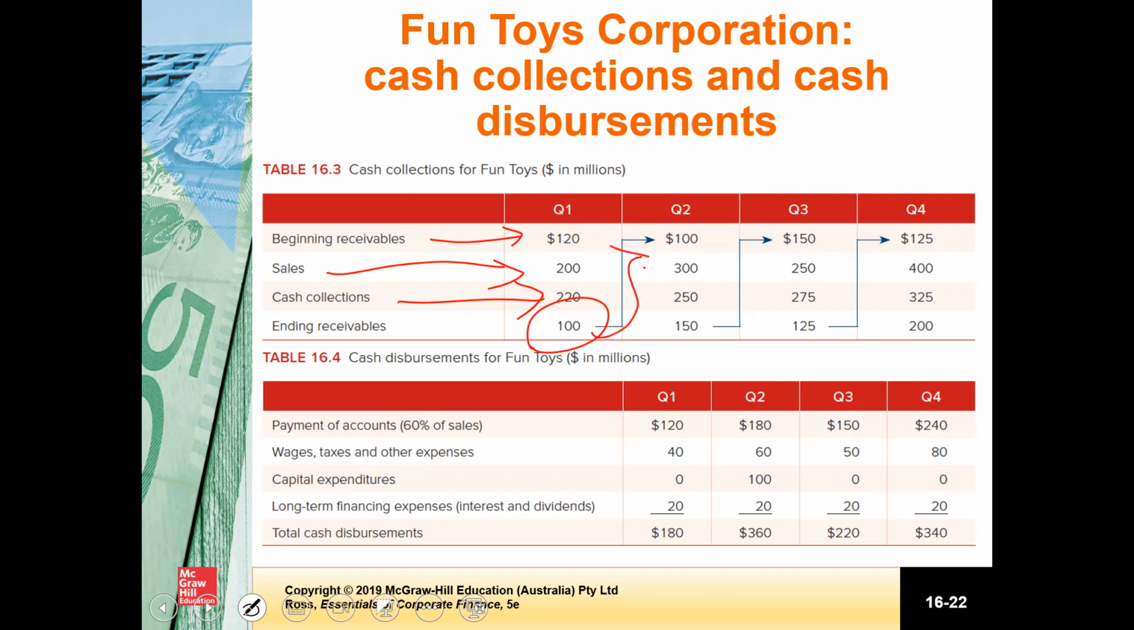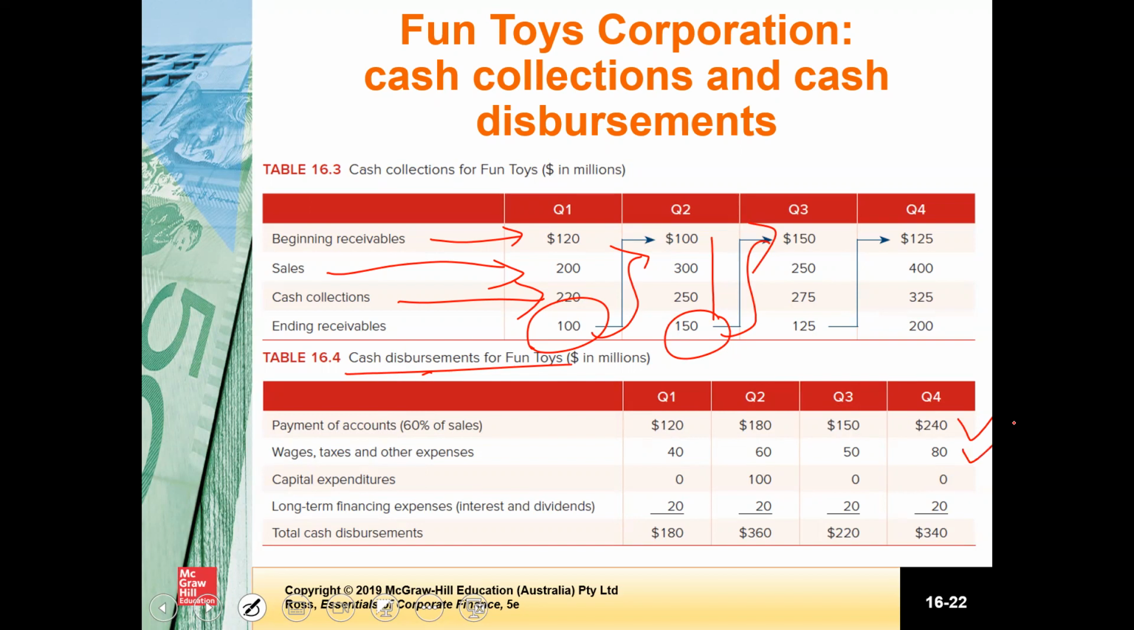So these ending receivables of quarter one essentially is the beginning receivables of quarter two. Then we do the same calculation again, and ending receivables of quarter two is essentially the beginning receivables of quarter three. So this is how we calculate cash collections and ending receivables. Okay. Then we were also given the cash disbursement. You can see, so our payment for the sales is 60% of sales. Every quarter wages, taxes is this.